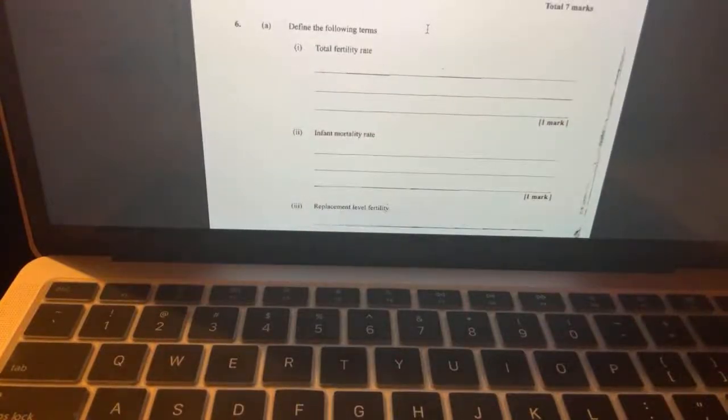Here are some vocabulary words for population studies: total fertility rate, infant mortality rate, replacement level fertility. Let's quickly jump on those. So total fertility rate, infant mortality rate, replacement level fertility rate.